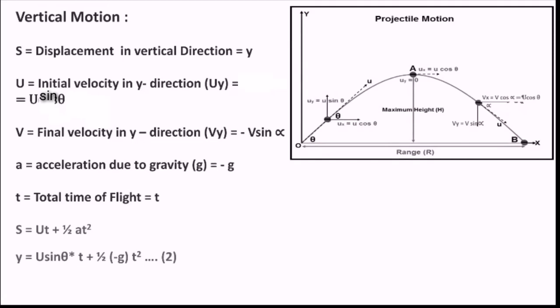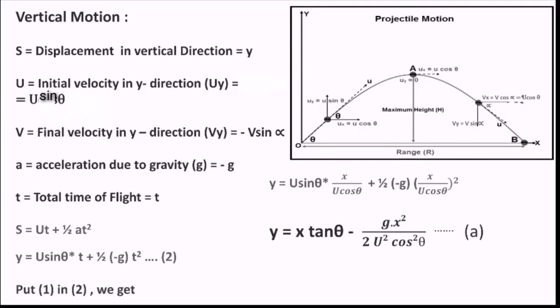Now from equation number 1 we have t equals x divided by u cos theta. Let us substitute that in this equation. So substituting equation 1 in equation 2, I will get y equals u sin theta multiplied by, in place of t, x divided by u cos theta, plus half into minus g into, again in place of t, x divided by u cos theta the whole square. In the first term u will get cancelled, sin theta and cos theta will become tan theta. So I will get y equals x tan theta minus g x square divided by 2u square cos square theta.